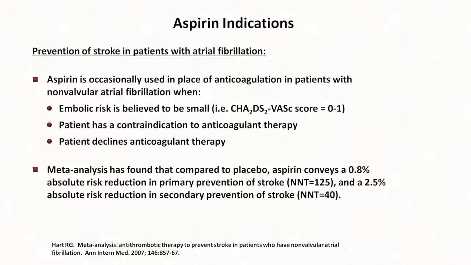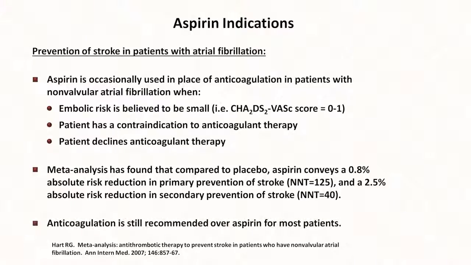However, because most patients with AFib have CHADS-VASc scores above 1 and have no strong contraindications to anticoagulation, anticoagulation is still recommended over aspirin for most patients.